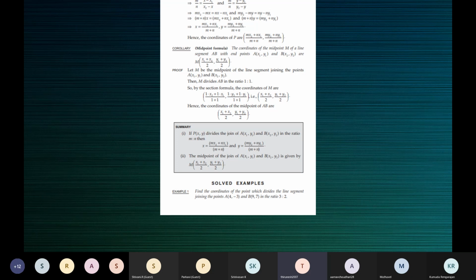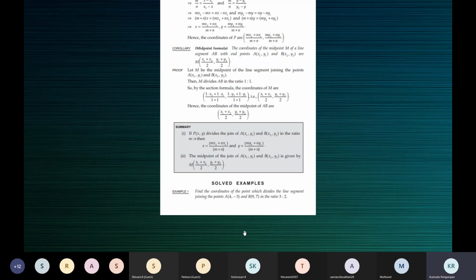Ma'am, x is equal to 7. Okay, and what about y? Tirunesh, find y. Ma'am, y equal to 3, ma'am. Okay, x is 7, y is 3.